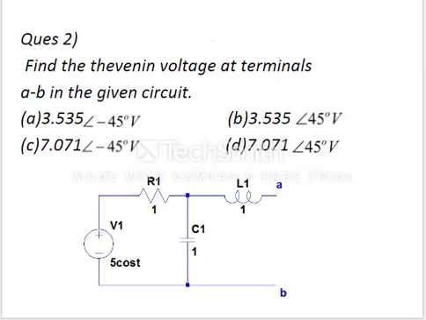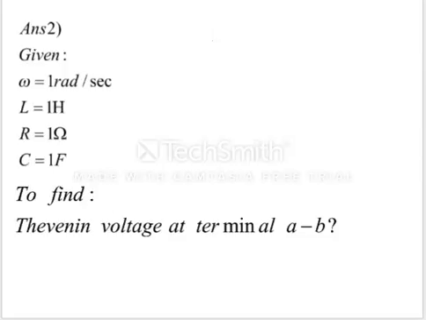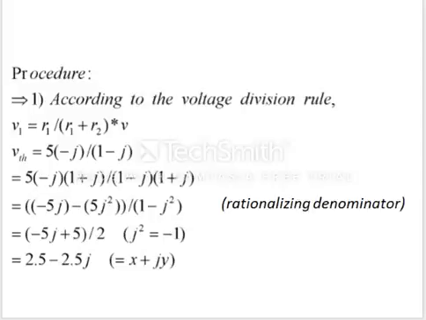Now, the second question is that we have to find the Thevenin voltage at terminals AB in the given circuit. The options are given to us. So again we write what is given to us. Angular frequency is 1 radian per second, inductance is 1 Henry, resistance is 1 ohm and capacitance is 1 farad. And we have to find out Thevenin voltage across the terminals AB. The procedure is that we know that according to the voltage division rule, V1 is equal to the resistance on the very same side, that is R1, upon the total resistance, that is R1 plus R2, into the total voltage. That's how we find the Thevenin voltage.